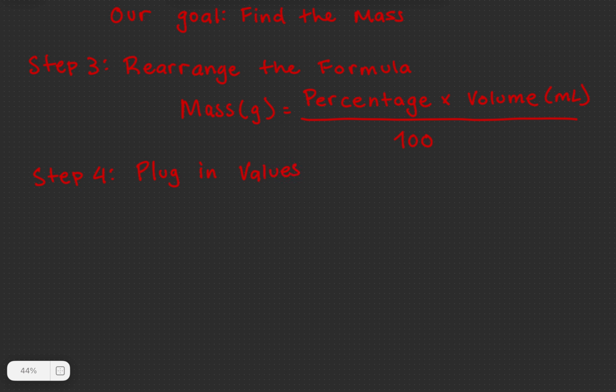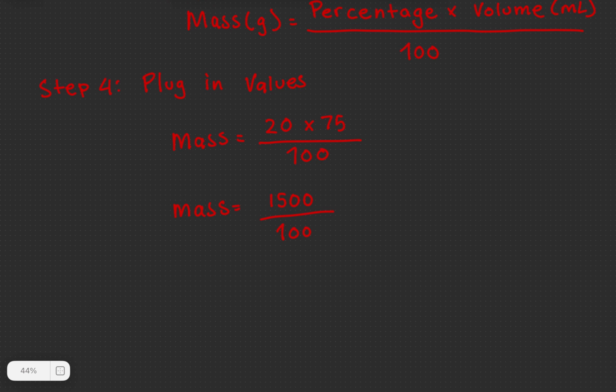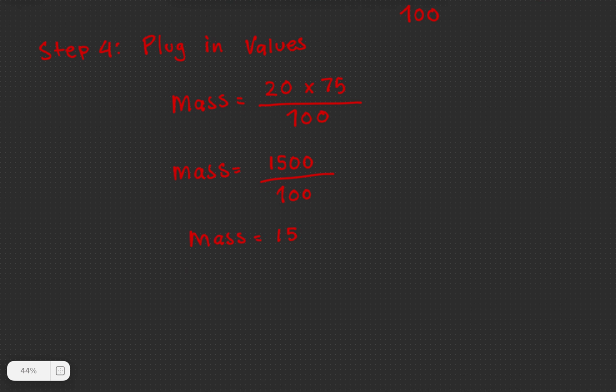And then in step four, we can just kind of come in and plug in our values. So we have mass is equal to 20 times 75 all over 100. And then we could kind of multiply this through. So mass is going to be equal to 1500 divided by 100. And so we get mass is equal to 15.